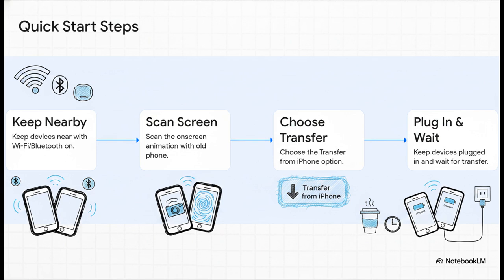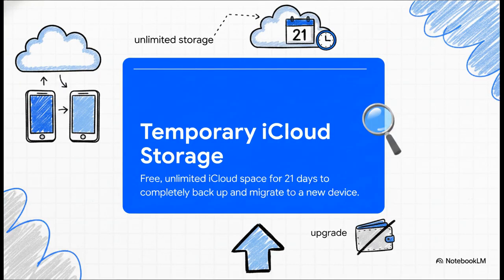Third, simply choose Transfer from iPhone. And fourth, keep both devices plugged into a power source and just wait. Remember, both phones will be completely occupied and unusable until this migration is fully completed, so go grab a cup of coffee, sit back, and let them do their thing. But hey, what if you want to use the cloud method and you don't actually pay for massive amounts of iCloud storage? Well, Apple actually has a brilliant workaround for us: temporary iCloud storage.